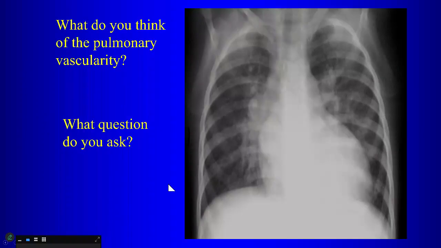Okay? So when we look at the plain film and we're dealing with congenital heart disease, we always start with, well, assuming we've gone through that part of it, what did we say we'd like to start with? The pulmonary vascularity. So in terms of the pulmonary vascularity here, what category would you put it in? Increased, decreased, or failure?